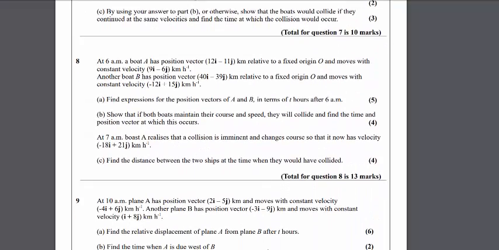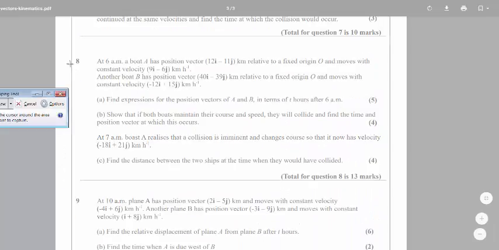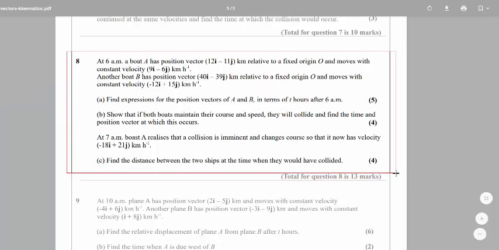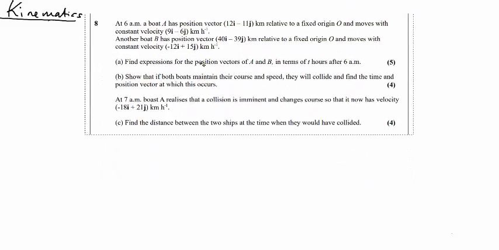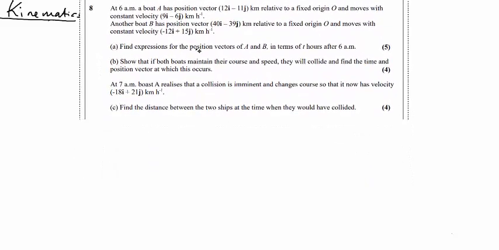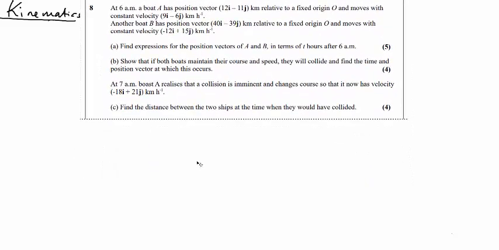Okay, let's look at number 8. Big block of text. Big block of text. 13 marks. Okay, how many boats is there? There's 2 boats on this one as well, so we're going to need 2 AVRs. So let's do AVR.